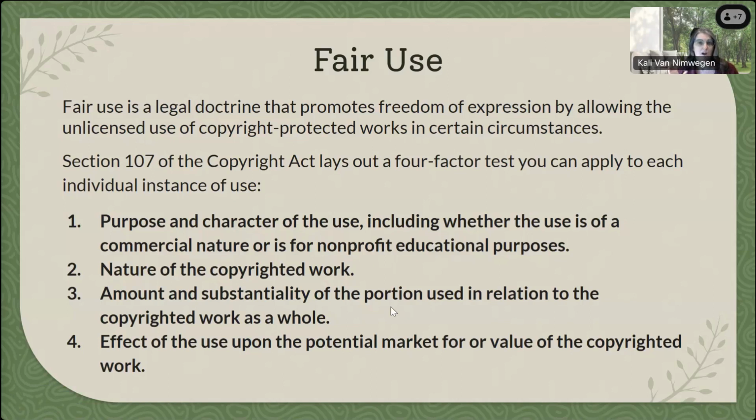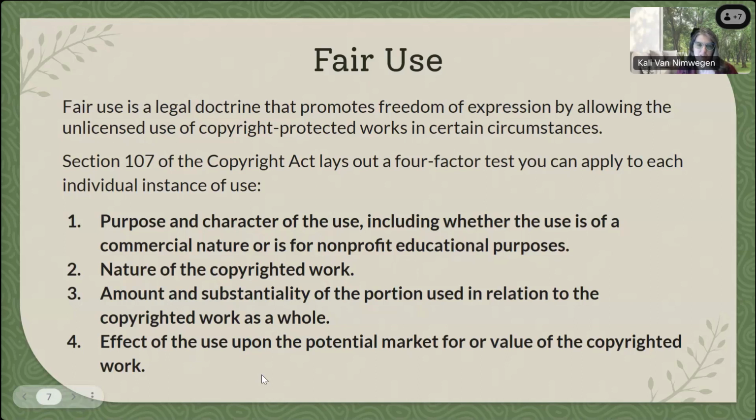But if you're saying, I've scanned in this chapter of a book as a reading, that you could probably justify as a fair use case for nonprofit educational purposes. And then the effect of the use upon the potential market for or value of the copyrighted work. So are you taking money away from the original creator by providing this for free or by using it?